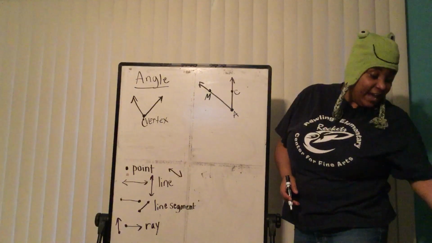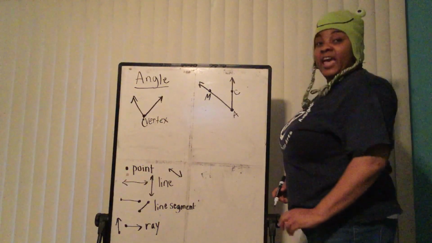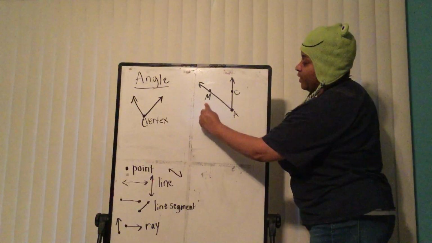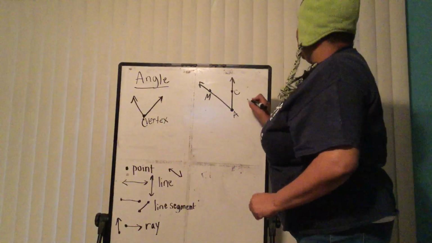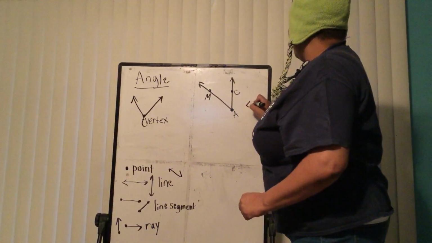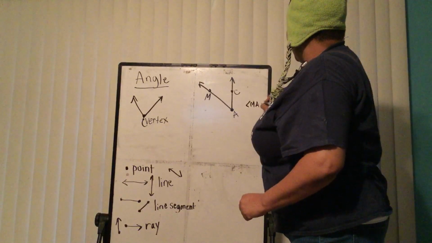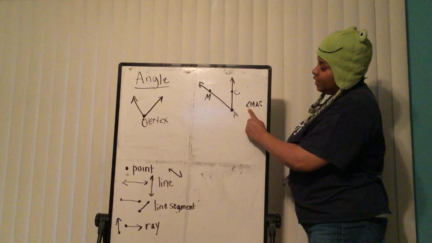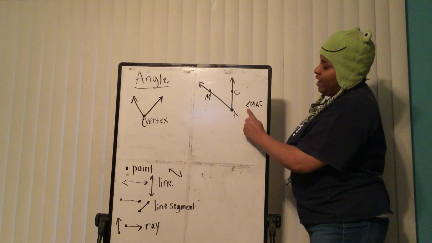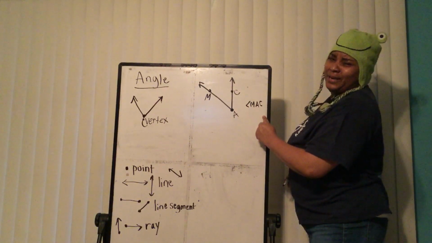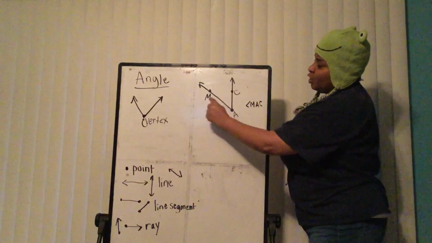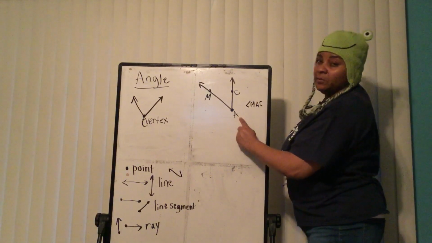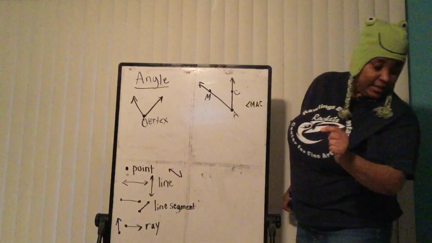So I now have angle M-A-C. Do it with me. Angle M-A-C. So I could write that, angle M-A-C. Kind of made it look like one of our greater than, less than signs a little bit, but that shows me angle M-A-C. I think I may have said that wrong. Y'all know me. So angle M-A-C. And my vertex is A. Making a little bit of sense? Let's try another one.